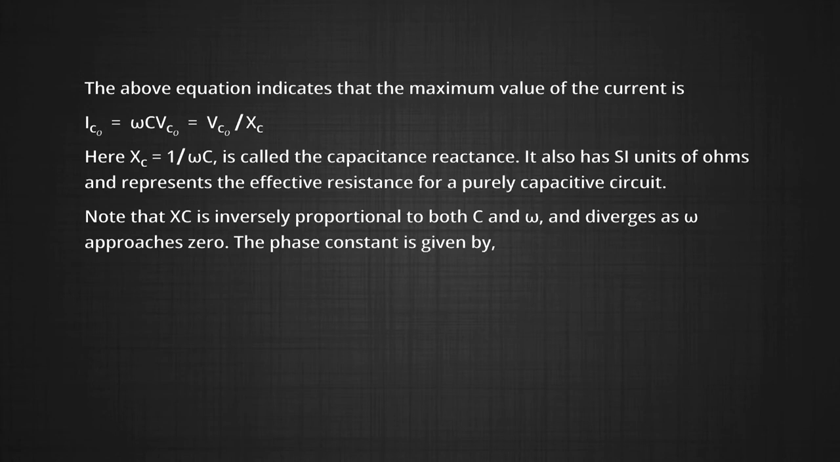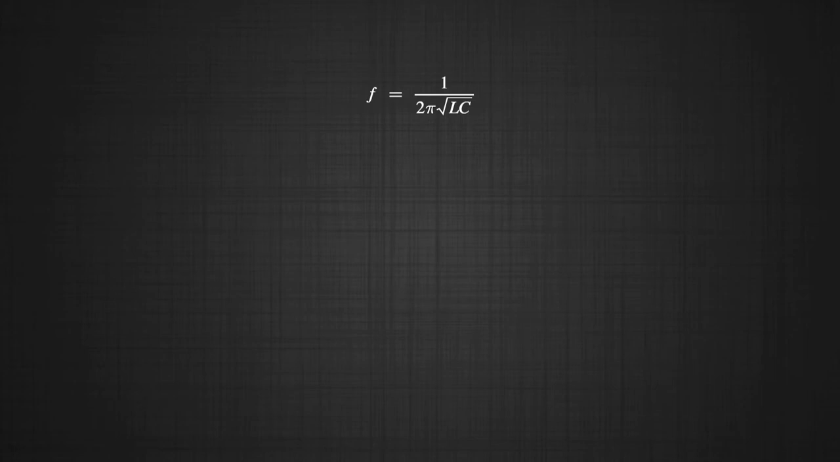We can note here that Xc is inversely proportional to both C and omega, where C is the capacitance of the capacitor in the circuit and omega is the angular frequency, and it diverges as omega approaches 0. The phase constant is given as phi is equal to minus pi by 2. It is just the reverse of the inductor, where phi was equal to plus pi by 2. Then the frequency f is equal to 1 upon 2 pi root LC, where L is measured in Henry and C is measured in Farad.